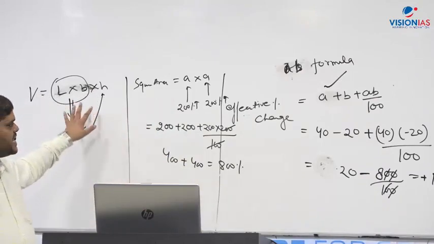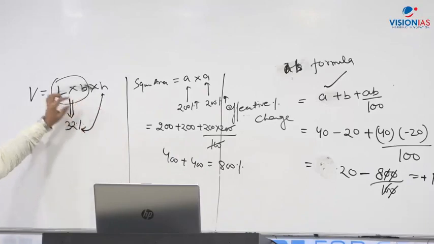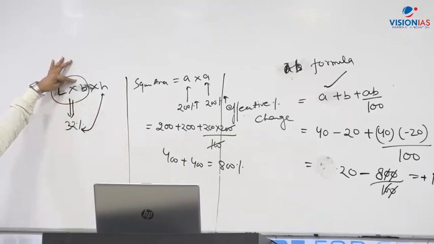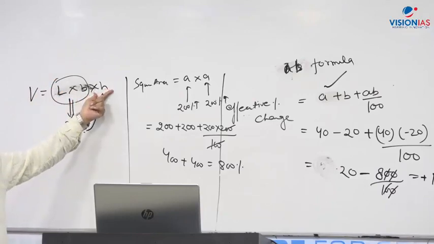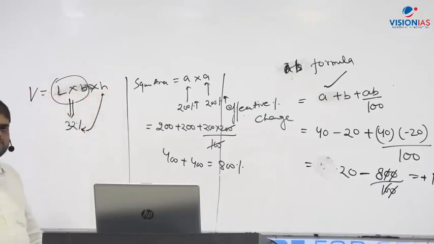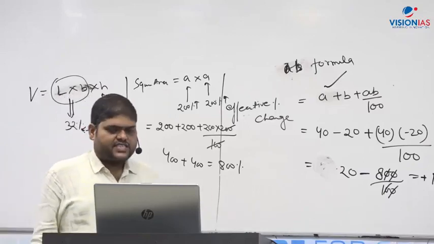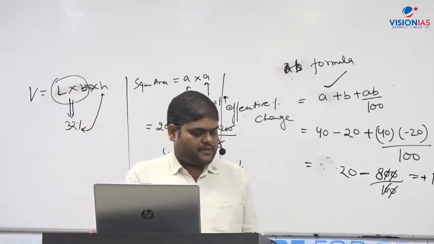So with the AB formula, if 3 values are there, first you have to apply the formula for 2. Whatever effective change comes, then you have to apply it with the third one. This is the one limitation of the AB formula. Okay.